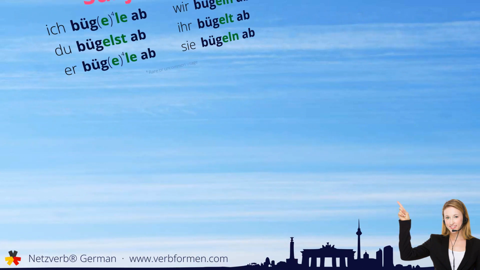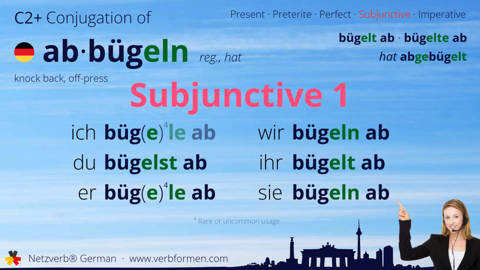Next up is the subjunctive one. Ich bügele ab. Du bügelst ab. Er bügele ab. Wir bügeln ab. Ihr bügelt ab. Sie bügeln ab.